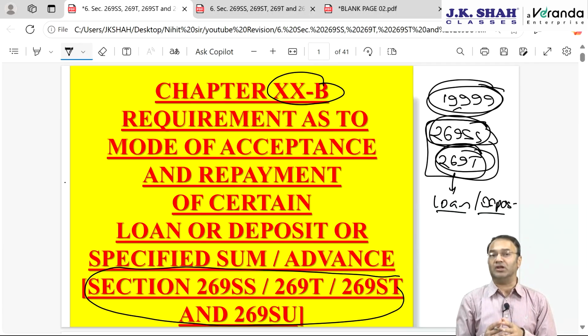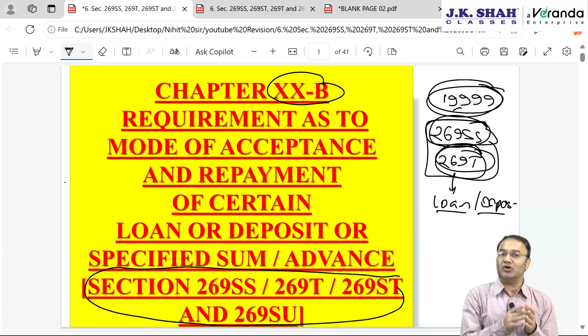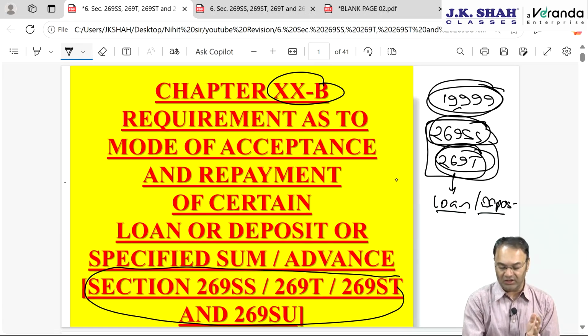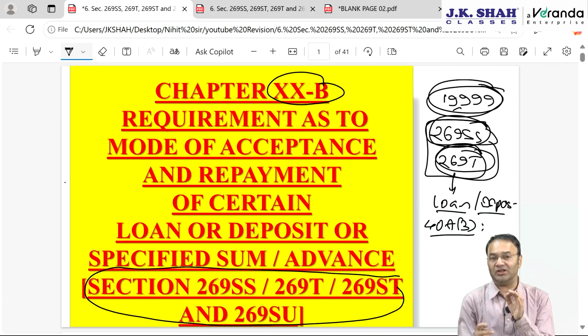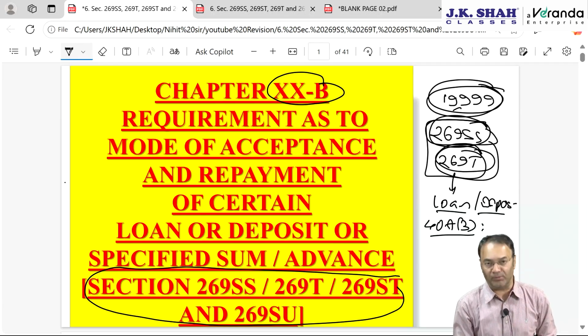These are not yearly limits, second point. These are the limits at any given point of time. The way we could breach 40A(3) in the PGBP chapter: 40A(3) deals with cash payment for expenditure of more than 10,000. But section 40A(3) could very easily be circumvented by splitting up the transactions on different dates. 40A(3), 10,000 was a daily limit.